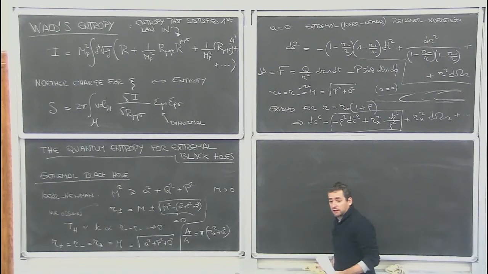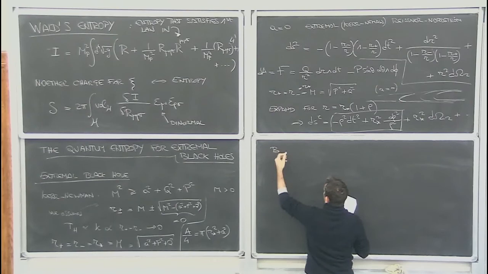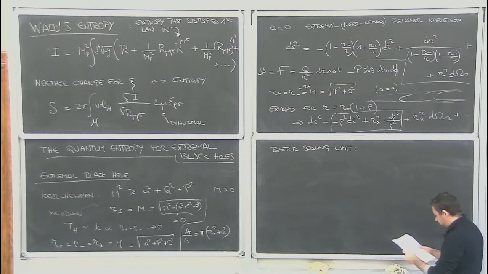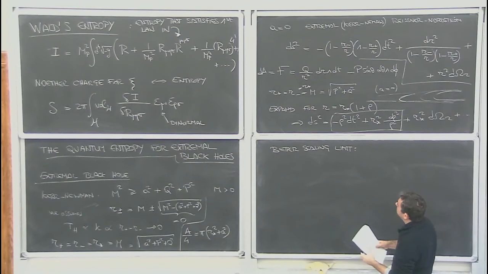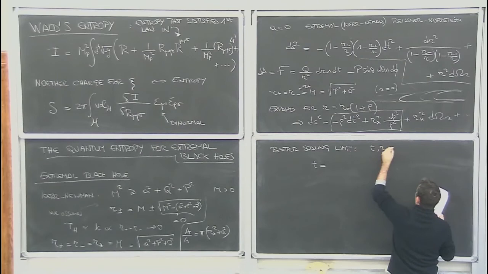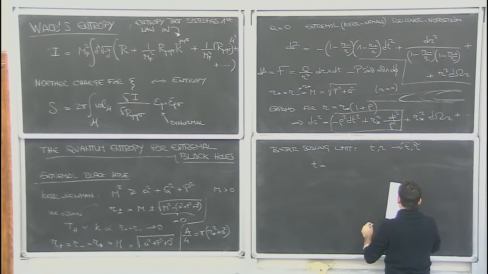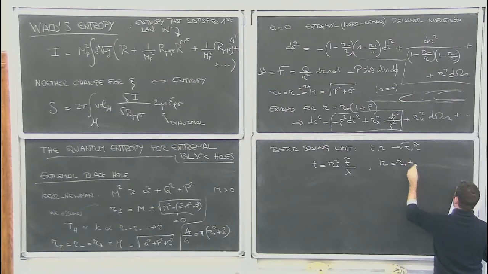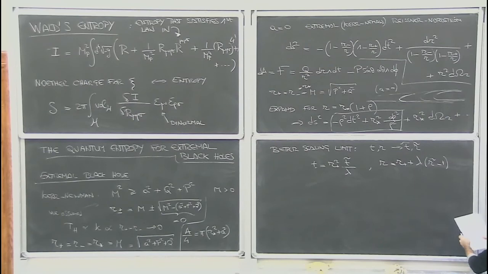Is it clear? I'm going to express this more explicitly. Let me summarize what I just said by saying: better scaling limit. Let's change coordinates, because we want to scale the parameters, so we want to approach extremality and at the same time scale the coordinates. So I change t, r into t tilde, r tilde. First I change the coordinates: t will be r plus squared t tilde over lambda. Then r is r plus lambda r tilde minus 1. So here lambda has dimension of a length, r tilde and t tilde are dimensionless.